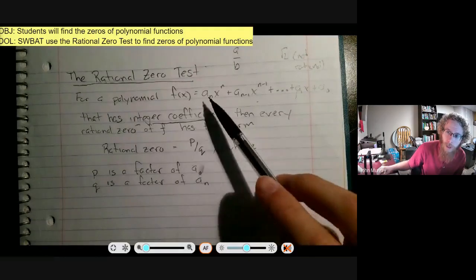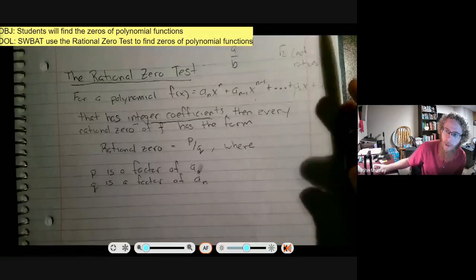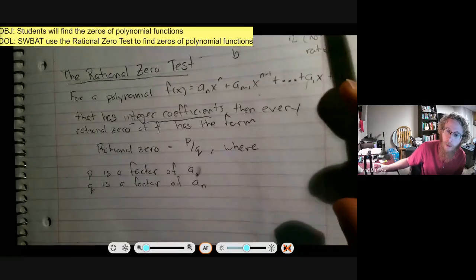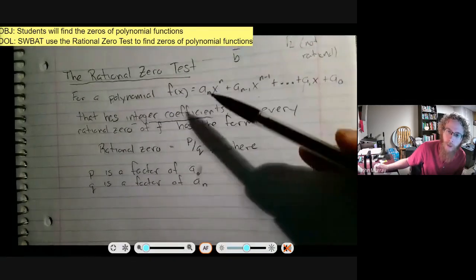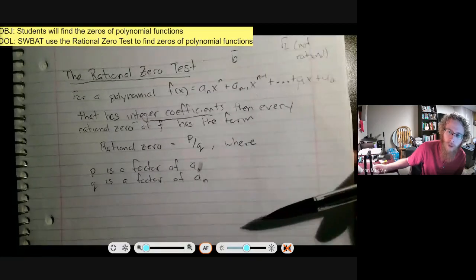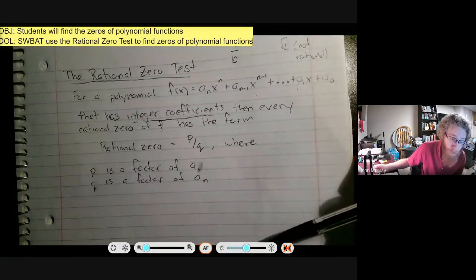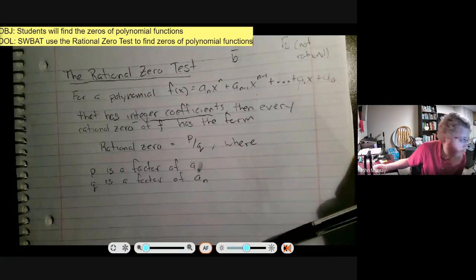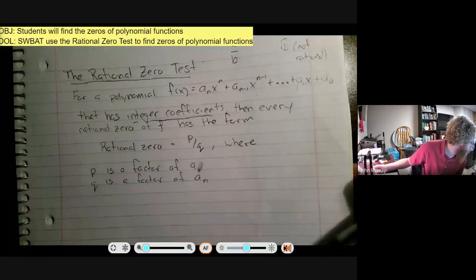Okay, so all you need is the leading coefficient and the final constant number, and you can find the possible rational zeros of a polynomial. Okay, so write this down, and then, what does this mean? We'll talk about it.